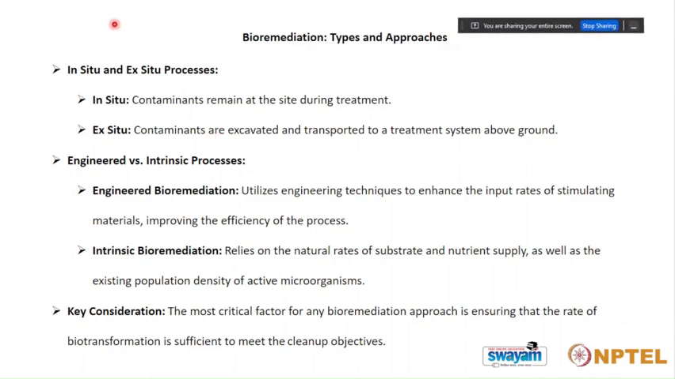So basically, bioremediation can be classified into in situ bioremediation and ex situ bioremediation. In in situ bioremediation, contaminants will be treated at the site of contamination itself, whereas in ex situ bioremediation, the contaminants will be excavated and transported to the treatment systems.